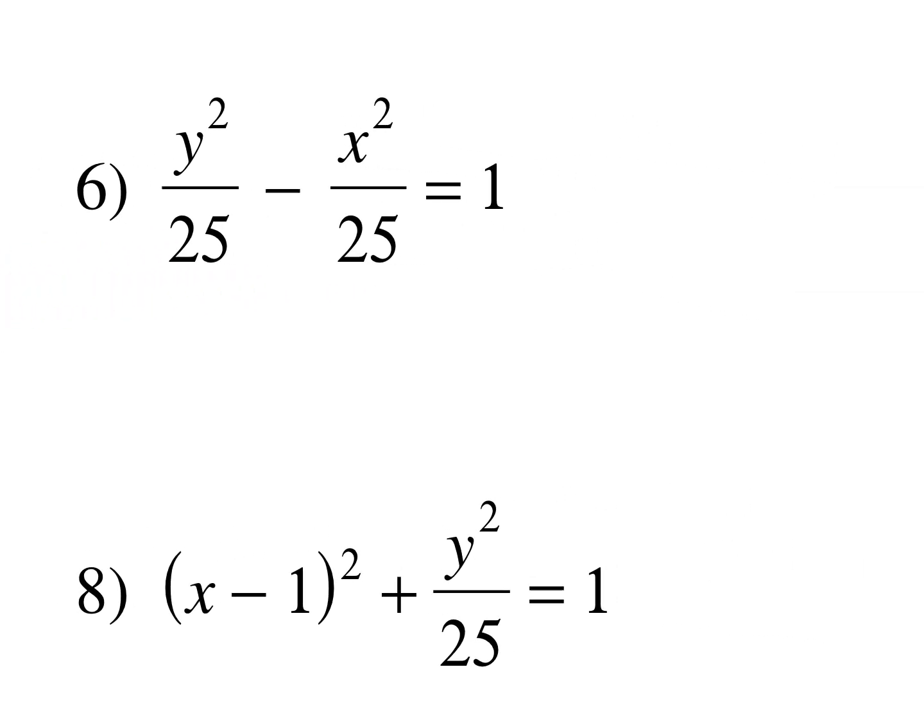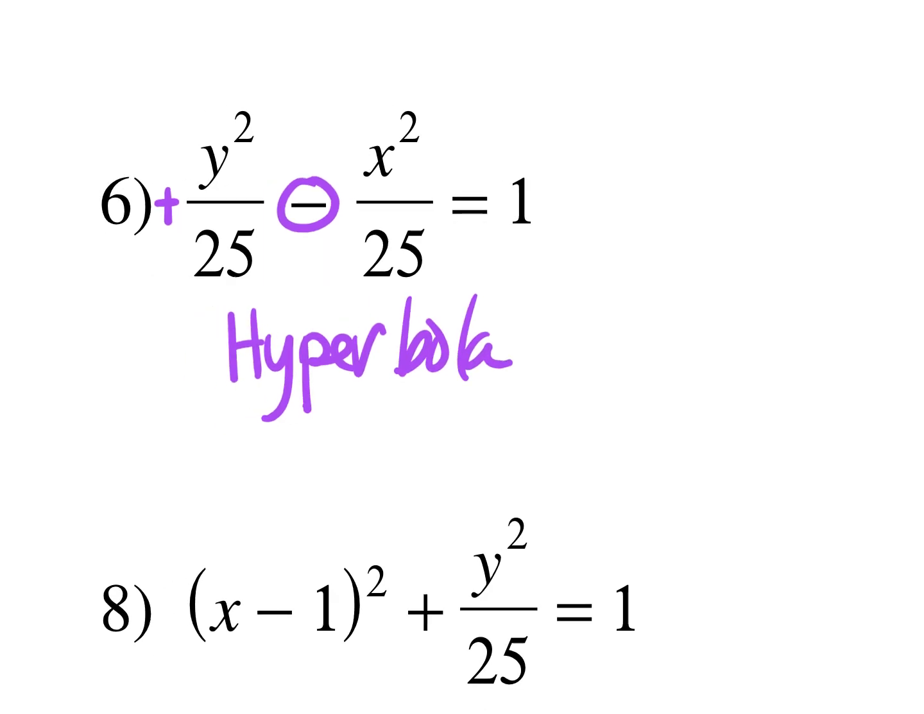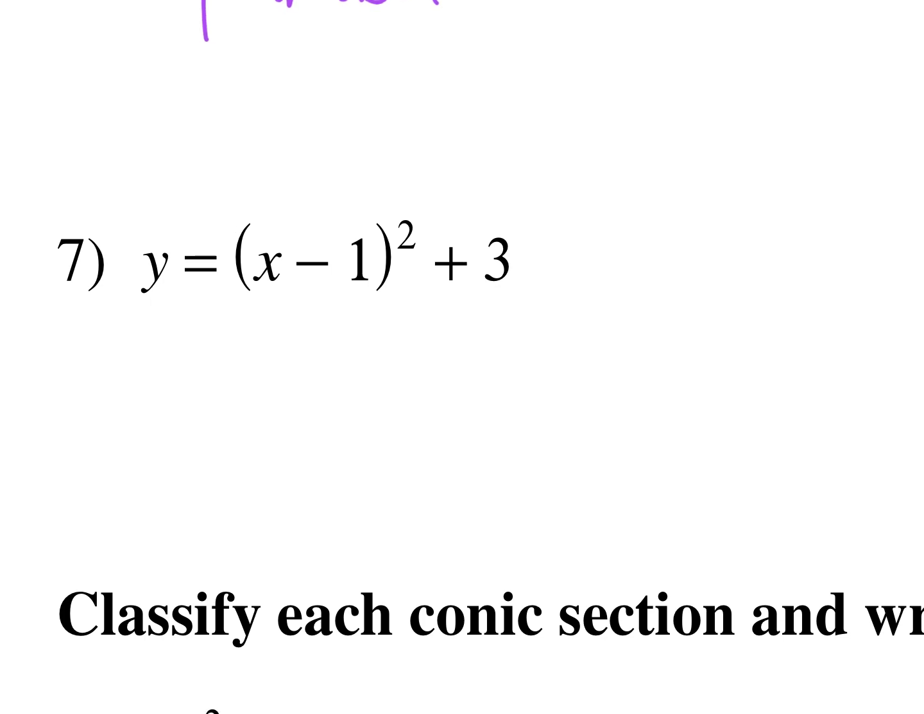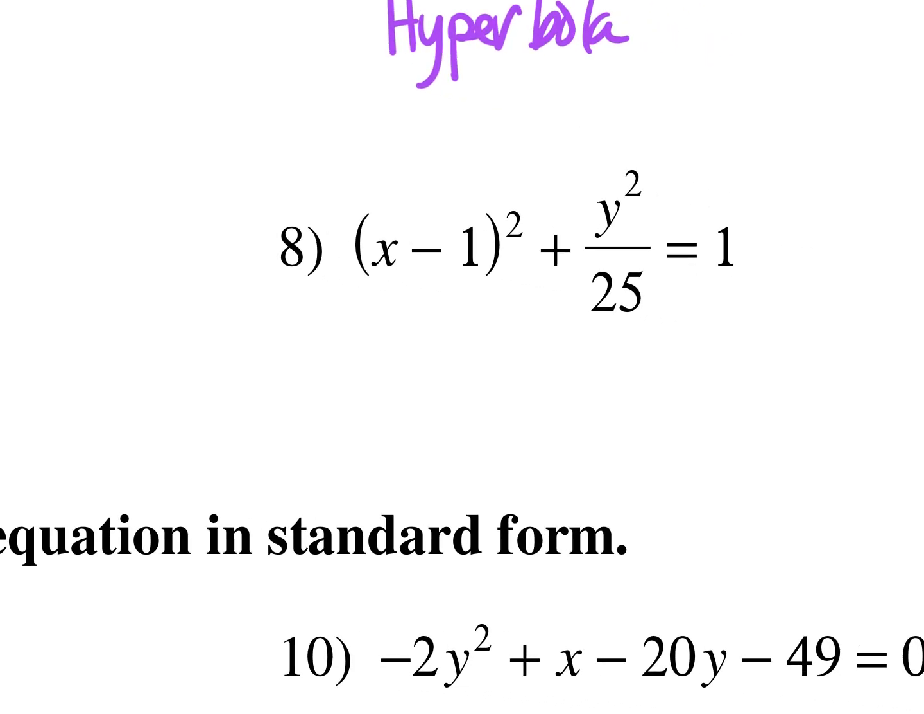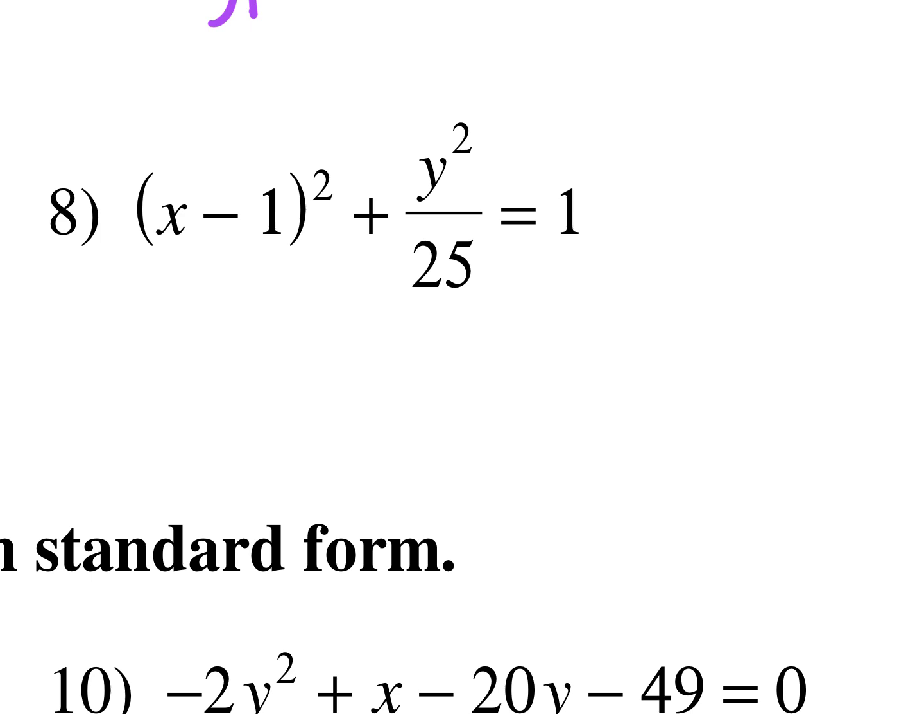Okay, number 6, y squared over 25 minus x squared over 25 is equal to 1. So one term is negative and one is positive. That means this is going to be your hyperbola. Okay, next number. y is equal to (x minus 1) squared plus 3. That's very obvious. It's going to be a parabola. Number 8, (x minus 1) squared plus y squared over 25 is equal to 1. So we know that this is going to be an ellipse.